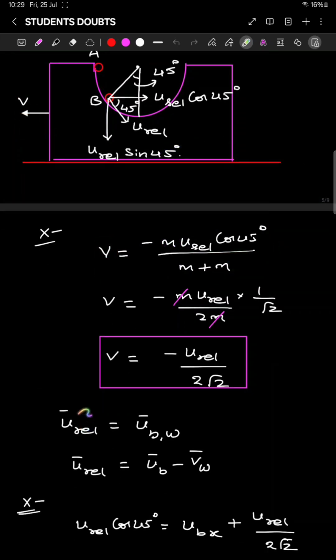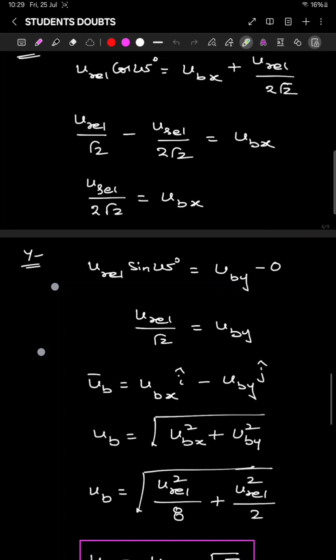We know that u relative means velocity of the ball with respect to the wedge: velocity of the ball minus velocity of the wedge. Along the x-axis, the relative velocity is u relative cos 45. So the relative velocity along the x-axis we know. Velocity of the ball along the x-axis, and velocity of the wedge along the x-axis we got as minus u relative by 2 root 2. Apply here. From this we got the velocity of the ball along the x-axis.